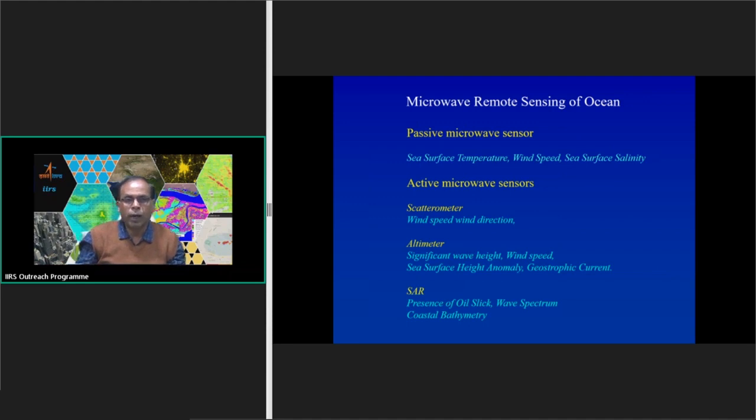And now we will go to microwave remote sensing of the ocean, where we will study passive microwave sensors, which are used for sea surface temperature, wind speed, and sea surface salinity retrieval. Then active microwave sensors, which comprise scatterometer, altimeter, and SAR, where the scatterometer is used to find out the wind speed and wind direction over the ocean. The altimeter is used to find out the significant wave height, wind speed, sea surface height anomaly, geostrophic current, etc. And SAR is used for finding out the oil slicks, wave spectrum, coastal bathymetry.